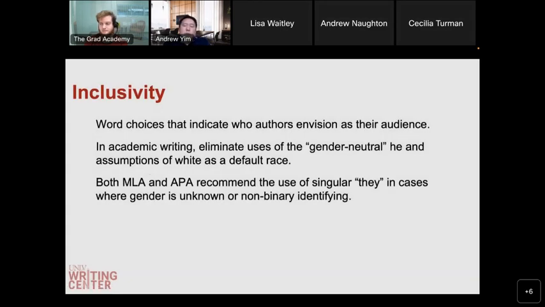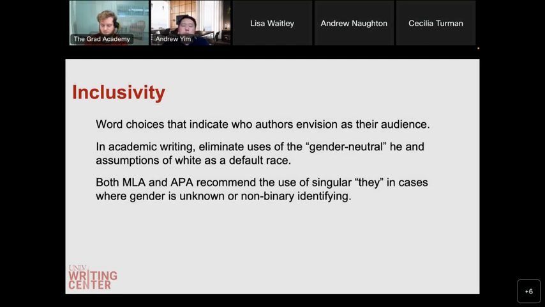So this is something that's been coming up more in academic writing recently, this idea of inclusivity, or people using words to conform to their audience. And the first example I want to bring up is regarding MLA and APA.